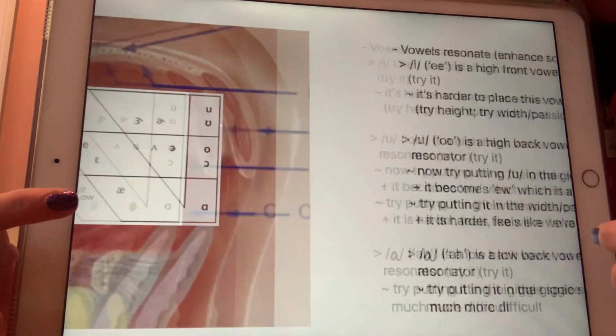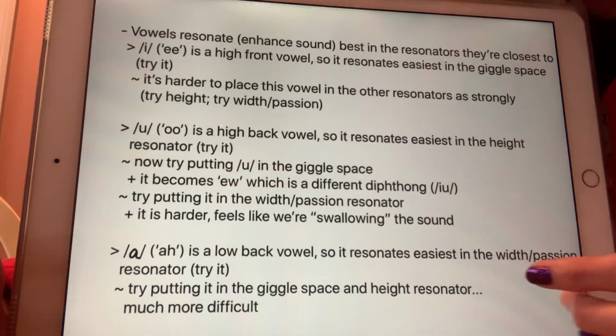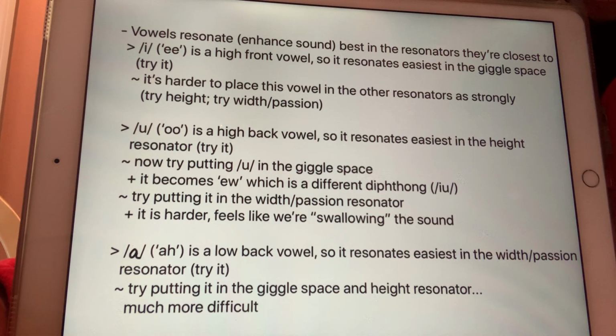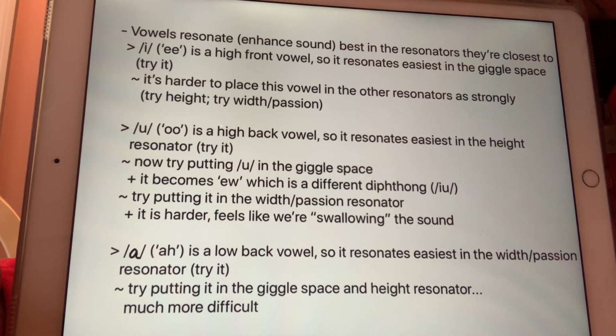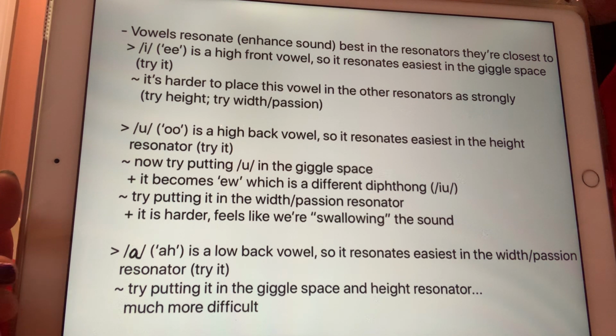Now let's look at the ah sound right here in this low back space. So ah is a low back vowel, so it resonates easiest in the passion place. But we can put it in the other resonators. So if we put ah in the giggle space, it's possible. It's not pretty, but it's possible, and it doesn't necessarily sound natural.